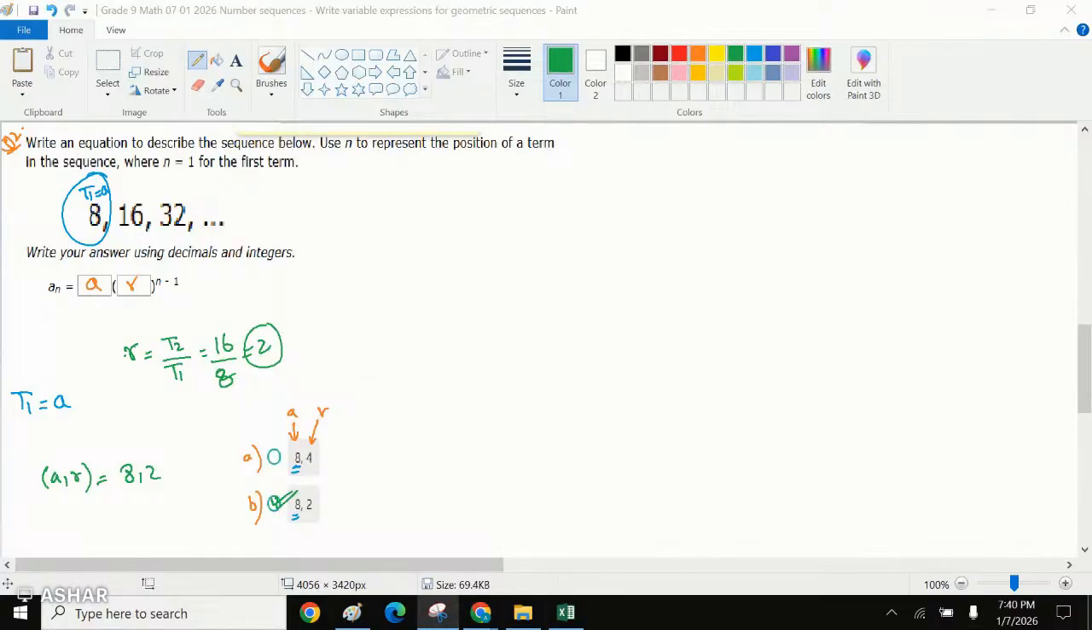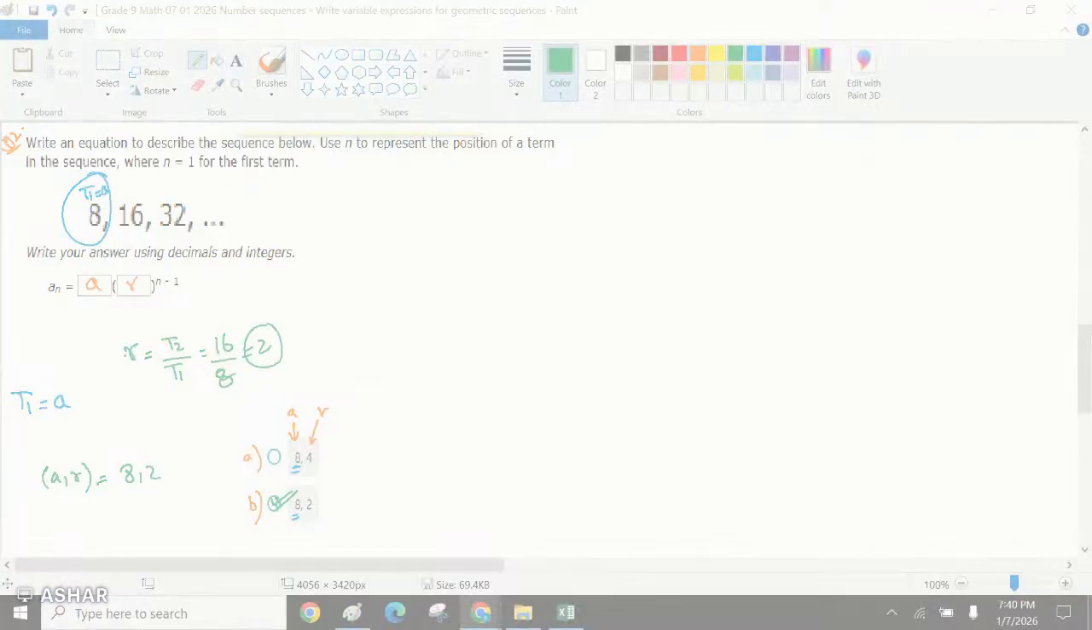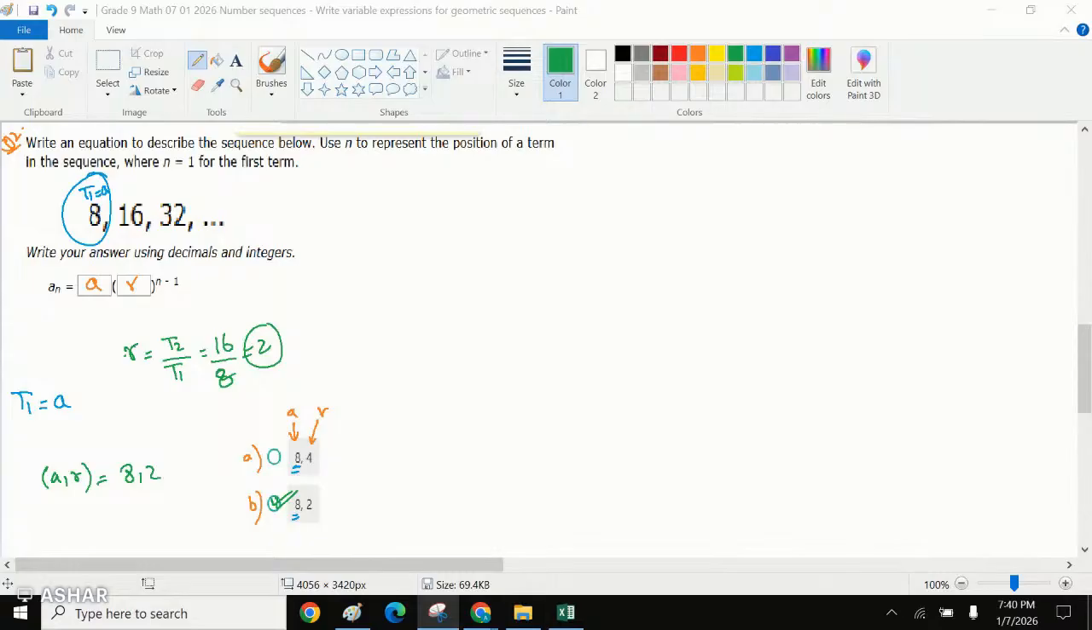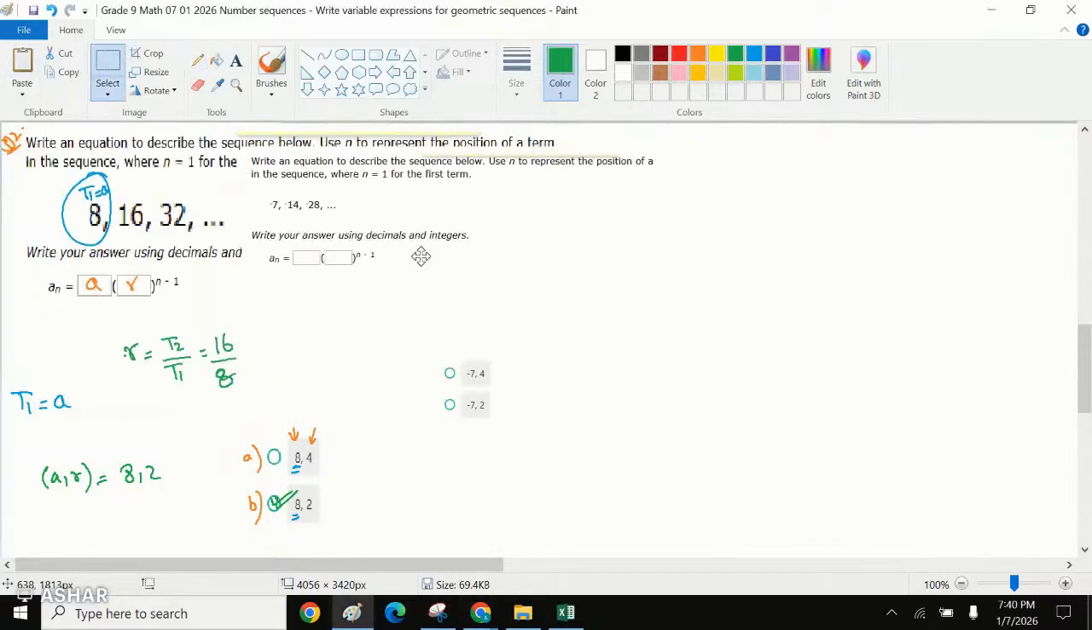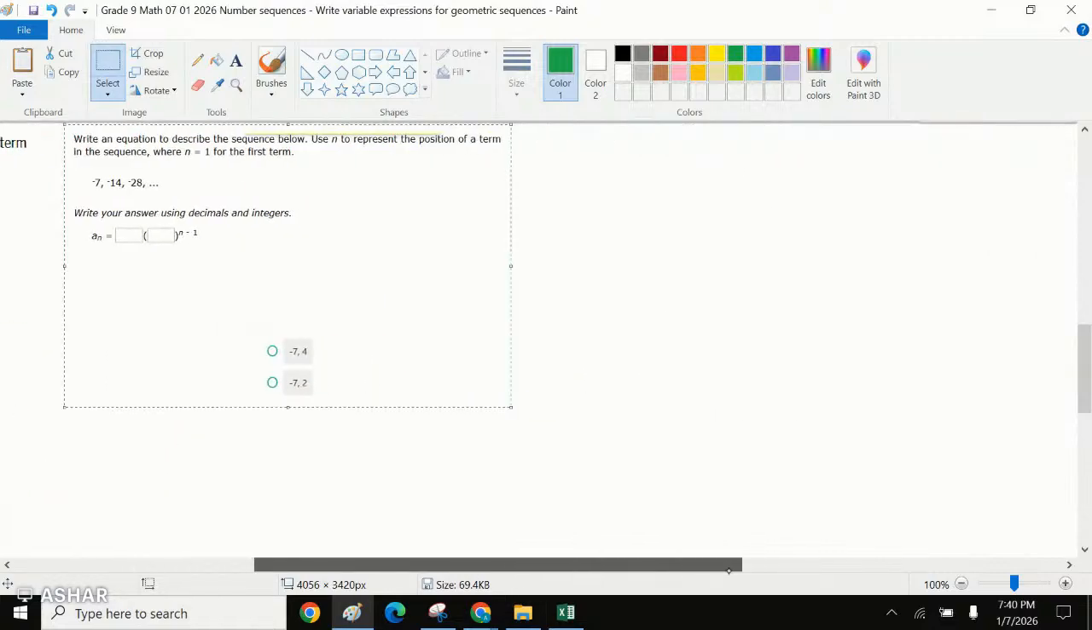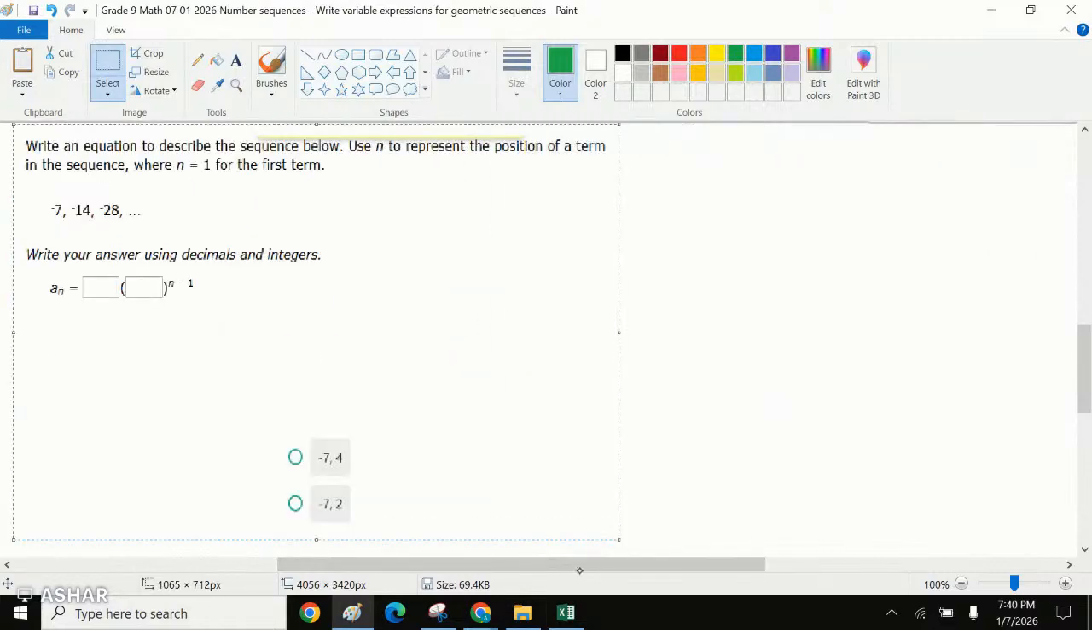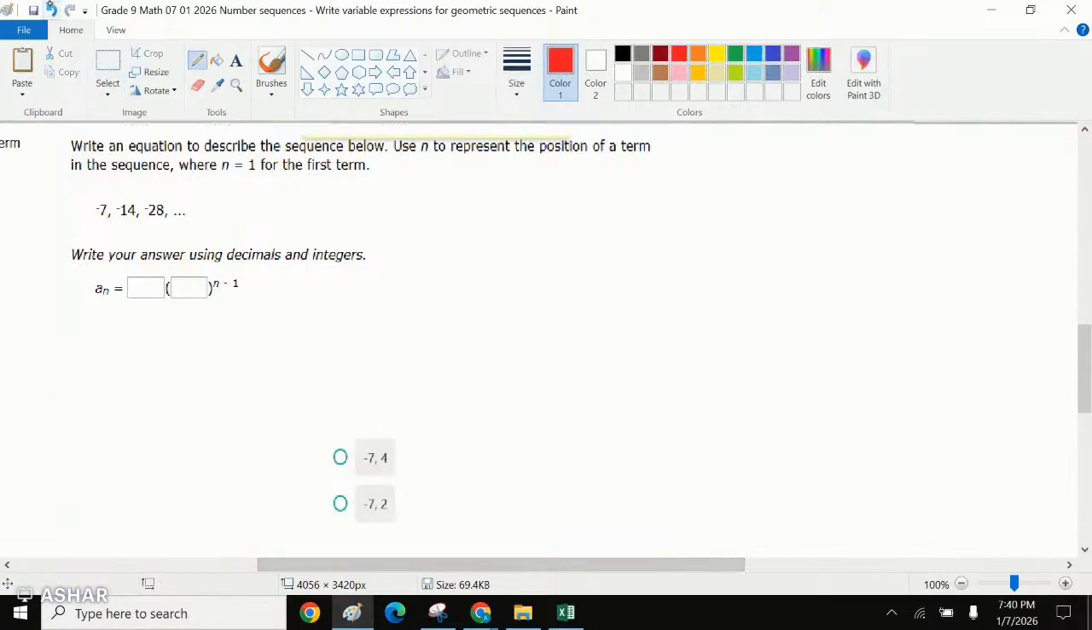Let's look at another example, another question from the test. I'll just move this ahead so that it does not conflict. This is our question number 3 from the test, okay? The terms that are given to us are negative 7, negative 14, and negative 28. This is option A and option B. This is minus 7, 4, and this is minus 7 and 2.